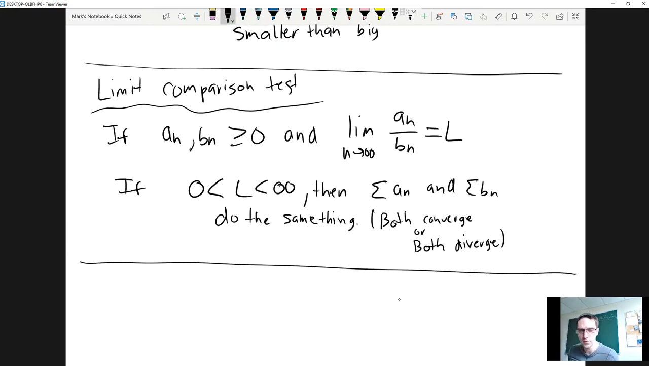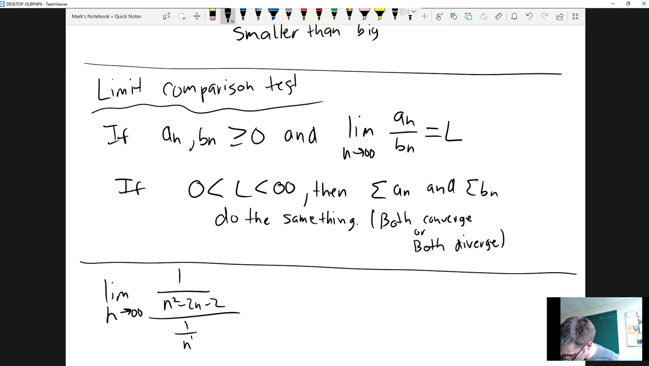Okay? All right, so let's try that here. We would like to look at the limit as n goes to infinity of an, which is 1 over n squared minus 2n minus 2, all over bn, which was 1 over n squared. And we could simplify that limit just a little bit. We could multiply by n squared on top and bottom, and we would get just n squared over n squared minus 2n minus 2. And that looks a little better.